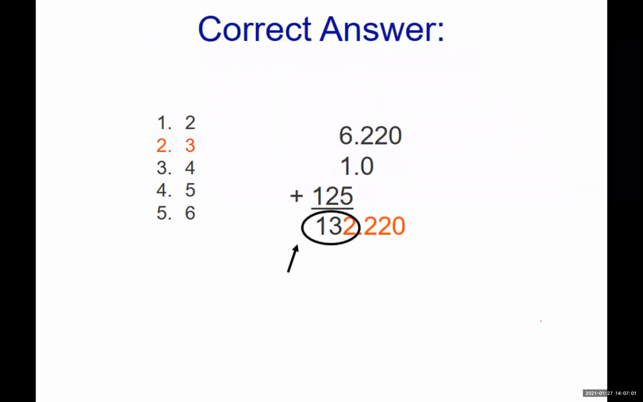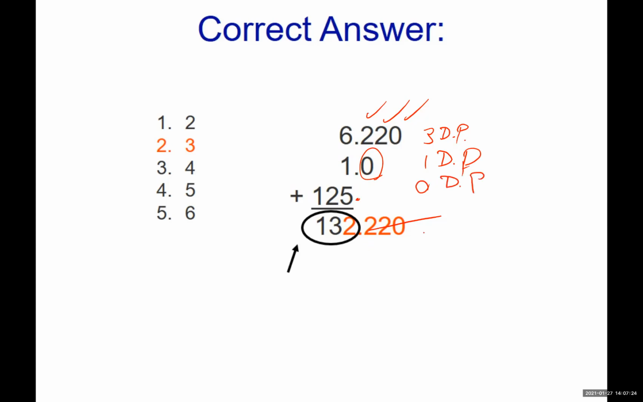Is this the correct answer? Why am I dropping these? Because how many decimal places? 1, 2, 3 decimal places. How many here? 1 decimal place. How many here? None. 0 decimal places.